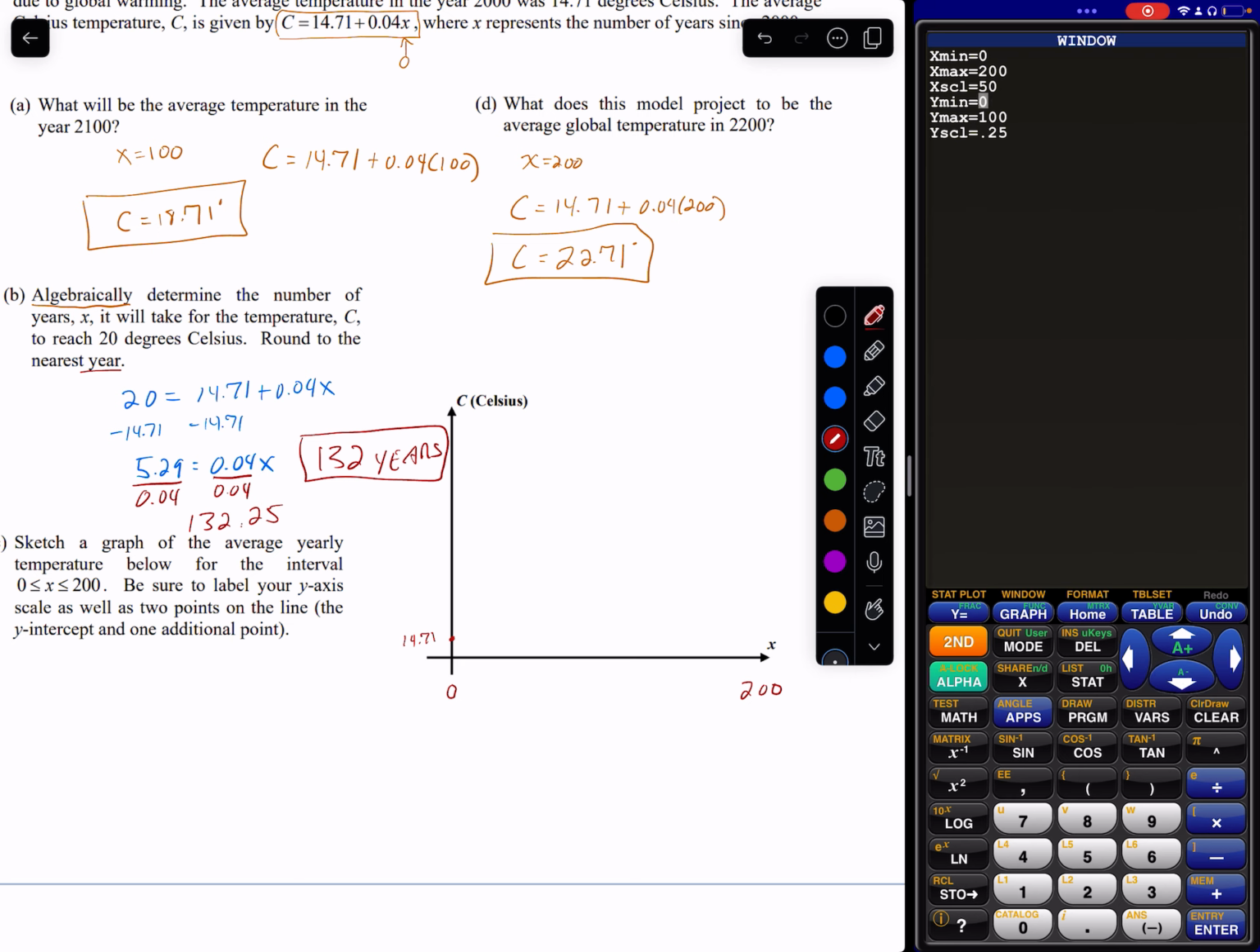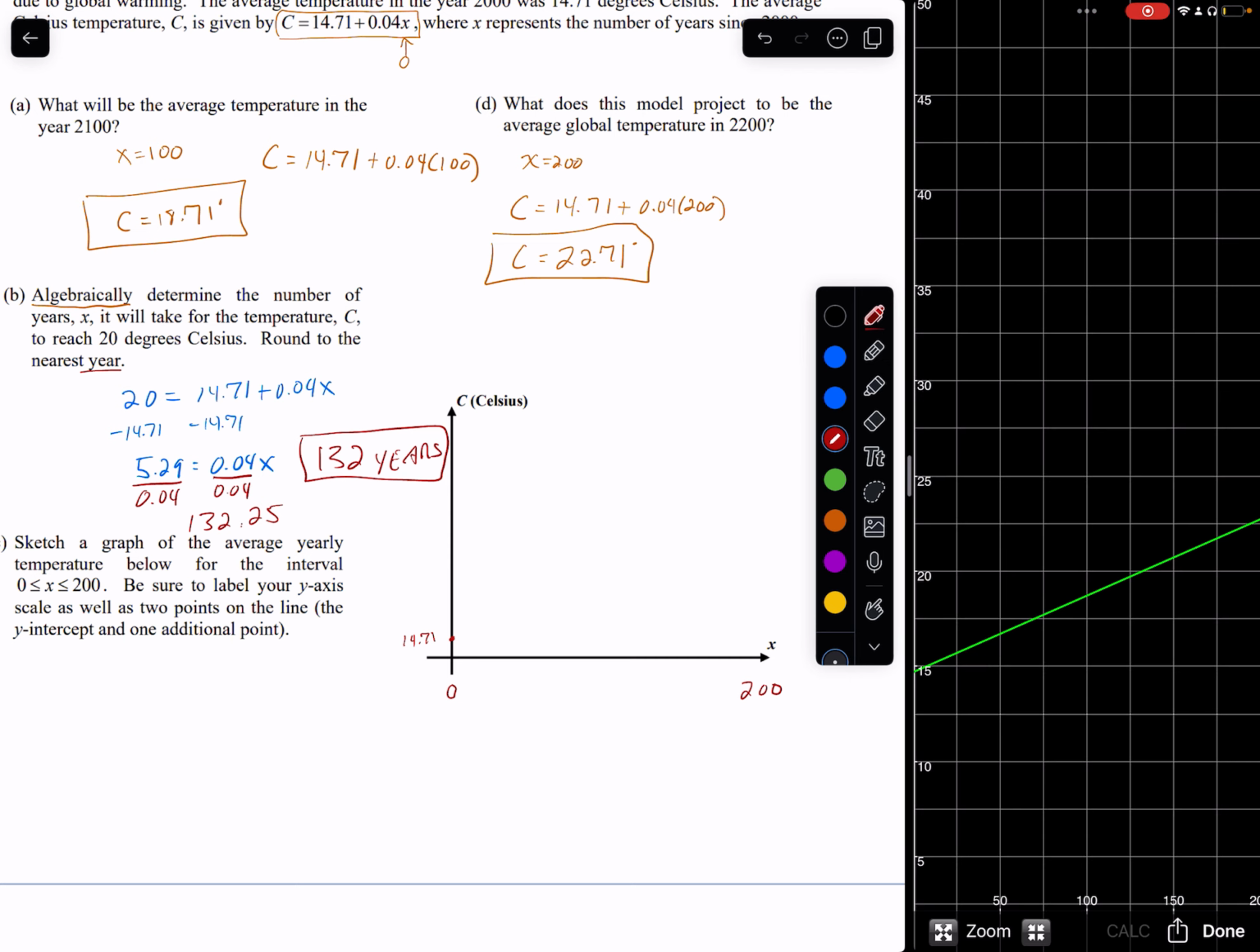And then the minimum is 0, and we don't really know what the maximum is going to be. We don't know what the temperature is going to be, but you can kind of tell by these answers, 18.71 and 22.71. Both of those answers will give us a value of, let's say 50, just to play it safe. So if I hit the graph button, you can see here that it starts and it just goes up. You can see it's a linear function. We've labeled our starting value, which is 14.71, which is the y-intercept.